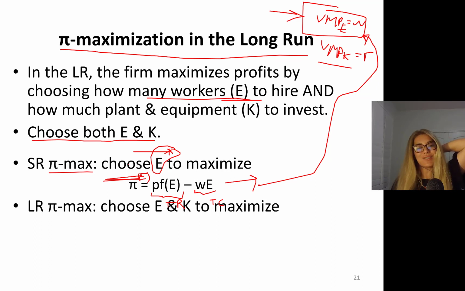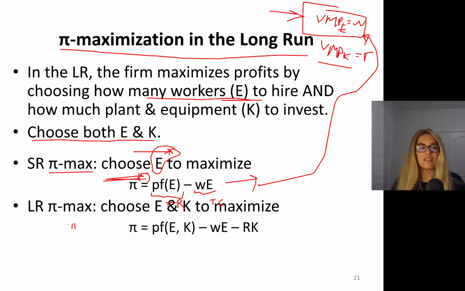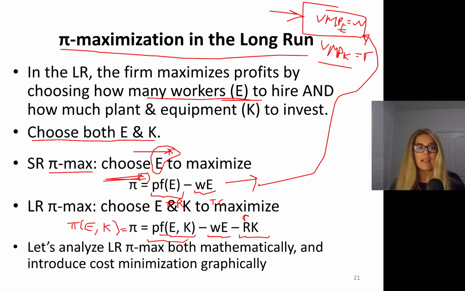Long run profit maximization is a little different. You not only choose employment level, but you also choose your capital level. To maximize, now you have the full long run profit function. Your profit function here, this pi, not only depends on employment, but also depends on capital. Okay? So price times quantity, total revenue, this whole part is total revenue minus total cost of labor and total cost of capital. This R is supposed to be little r.